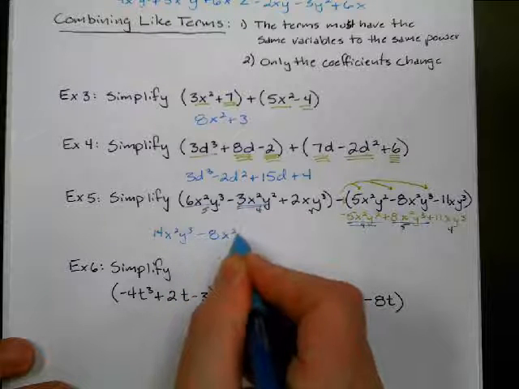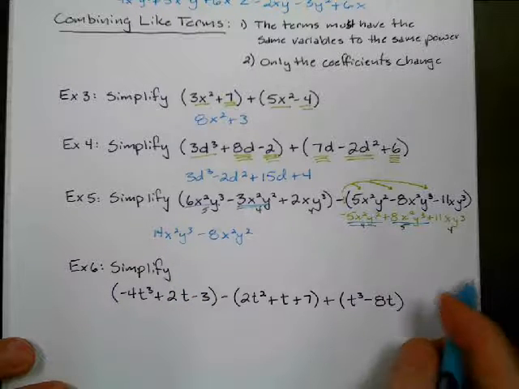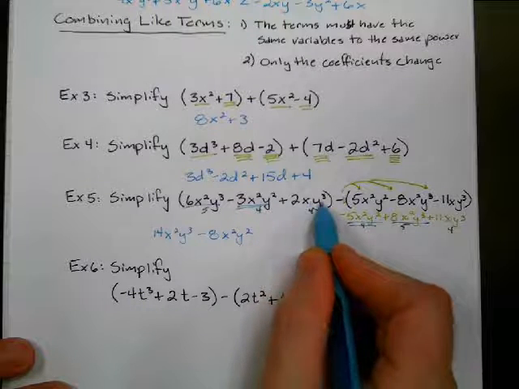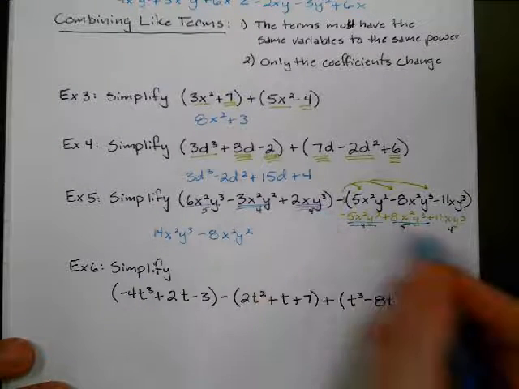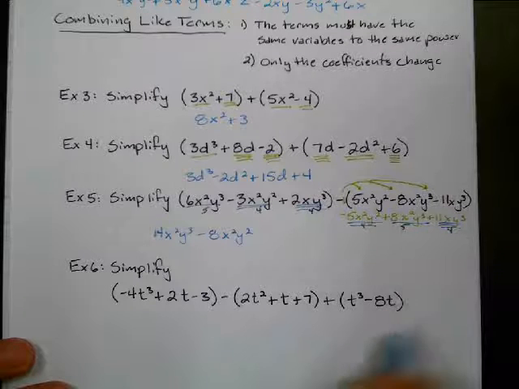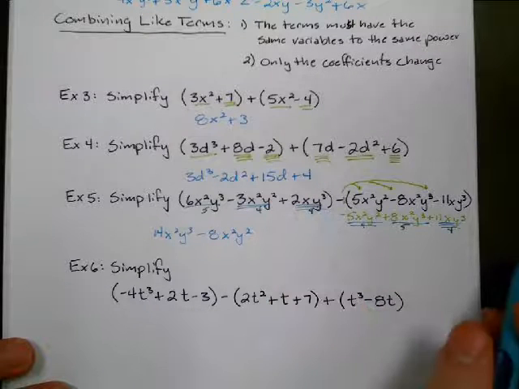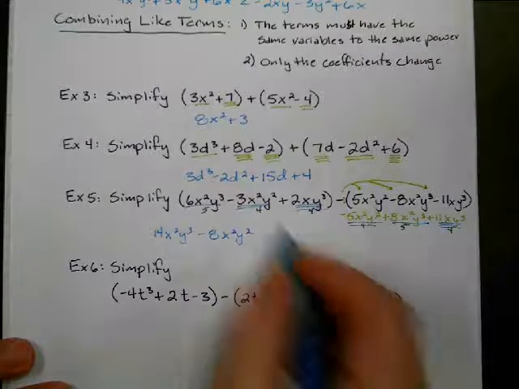All right, next one, this is xy to the third. This one's xy to the third, so those two go together. So I've got 2xy to the third and 11xy to the third. That means there are 13 xy to the thirds.